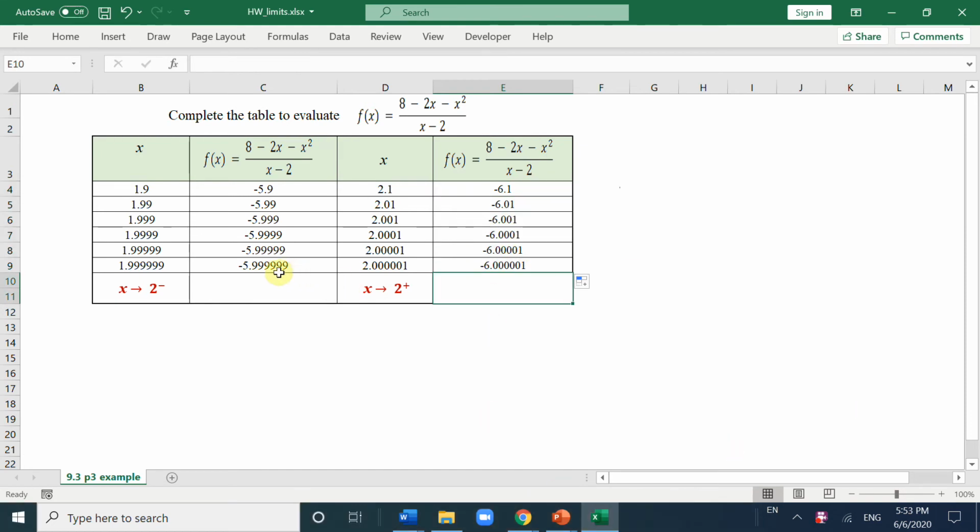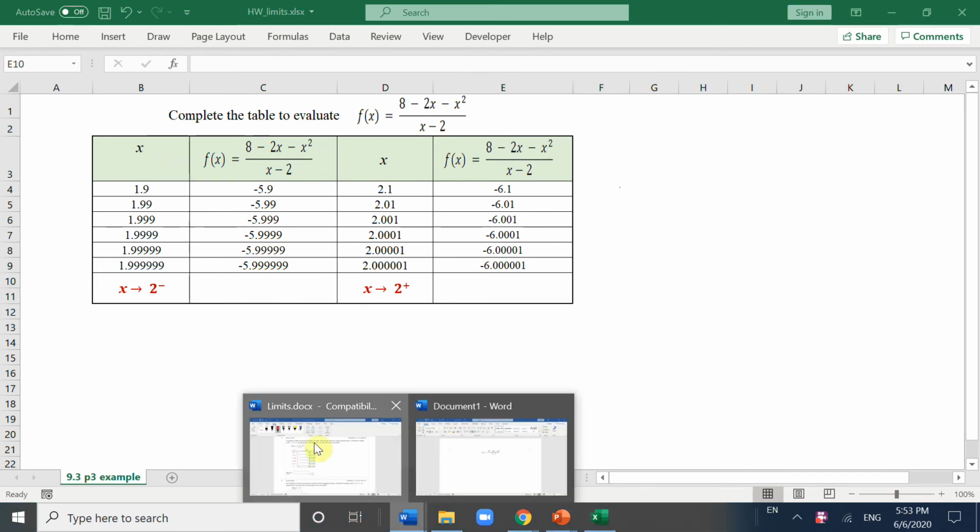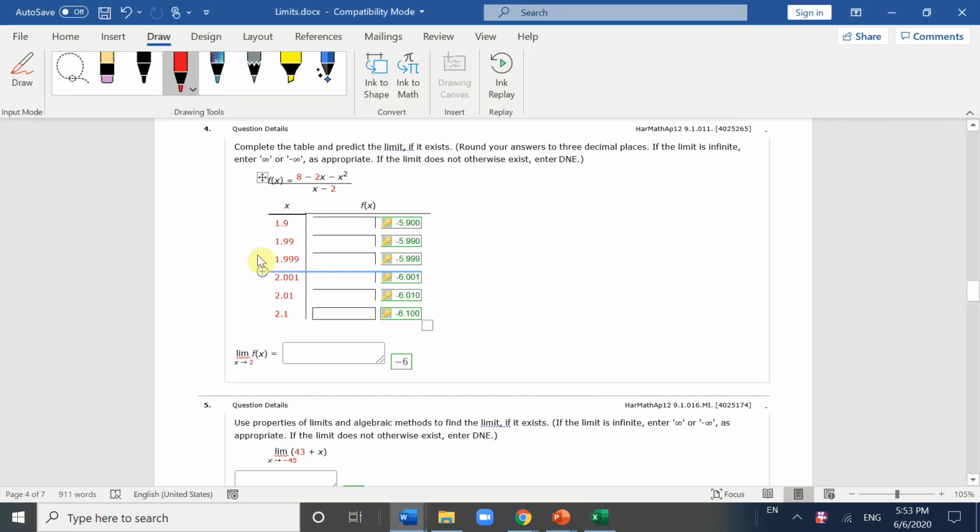Then all the way down, so you get the results. Then you see from the left side it approaches -6, the right side also approaches -6. So your answer is -6. You know, the table is just an illustration. Mostly we really don't use this way.